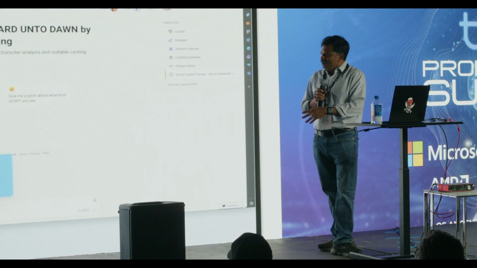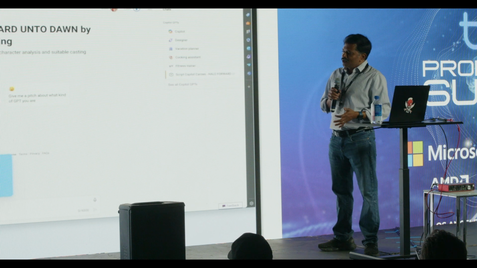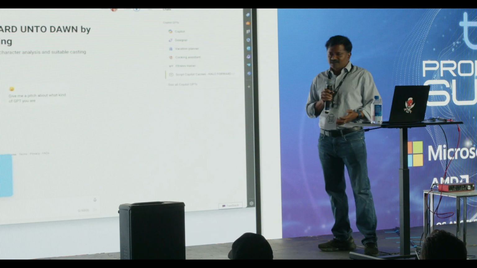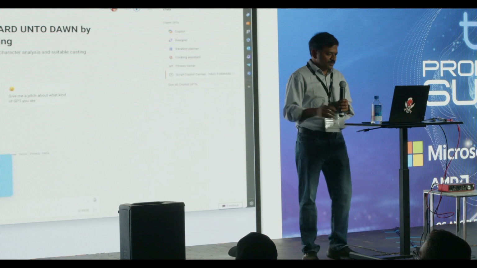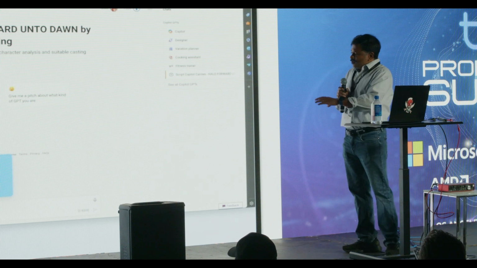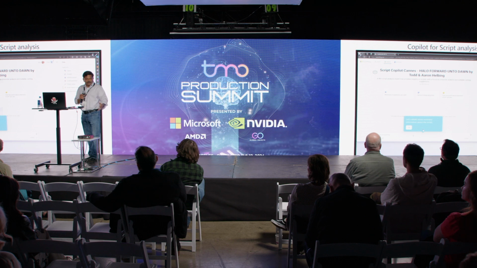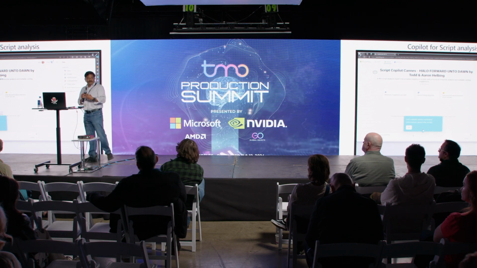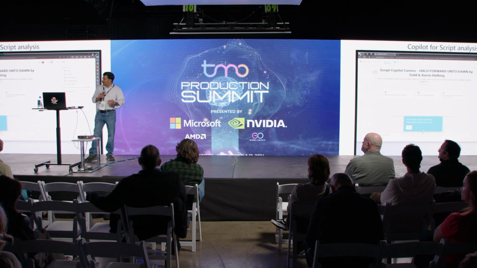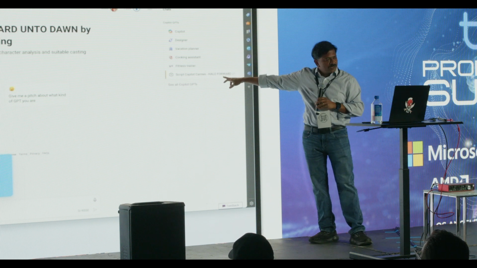Let's say I have a M&E workload. I have a script, and I want to understand more about what's going on in the script. That's what this quick video is about. You have multiple choices to give Copilot access to the script. You can upload it, you can leave it in your OneDrive and let it access through M365 Graph, or you can create an agent.